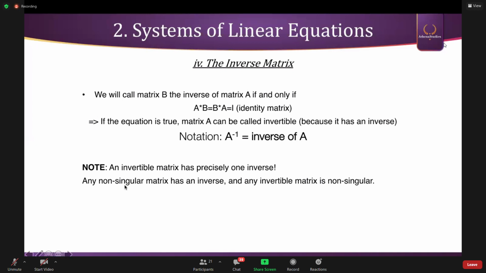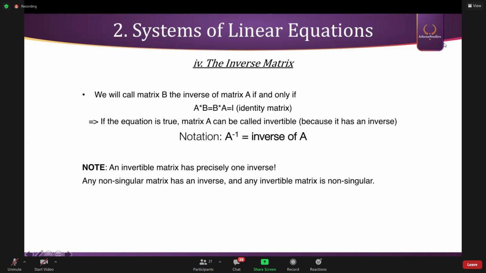Moreover, any non-singular matrix, so any matrix that can be reduced to the identity matrix, has an inverse, and any invertible matrix is non-singular. So if a matrix has an inverse, I know it is non-singular. So it's a two-way street between these two parts of the sentence.